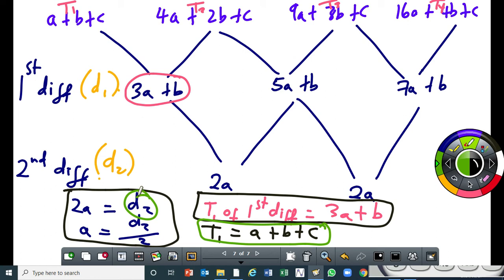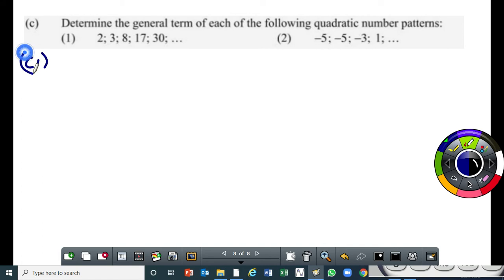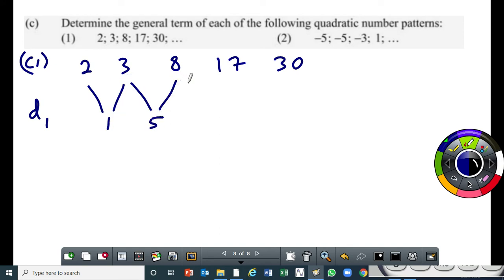All right. Let's do an example quickly. We still have within 5 minutes, I can do an example. Can I have your attention please? I'm going to do C1. So C1 we have 2, 3, 8, 17, 30. Can you pay attention please? So my first differences are going to be 3 minus 2, that's 1. 8 minus 3, that's 5. 17 minus 8, that's 9. 30 minus 17, that's 13. Are you following that?